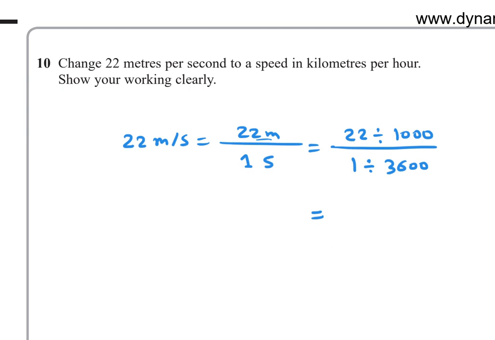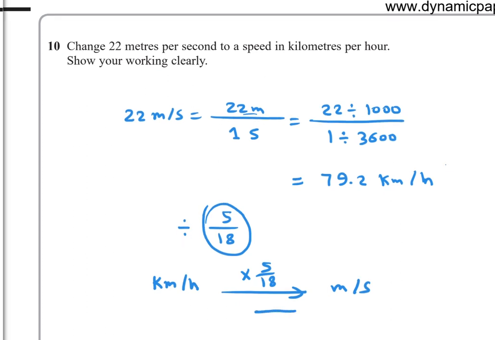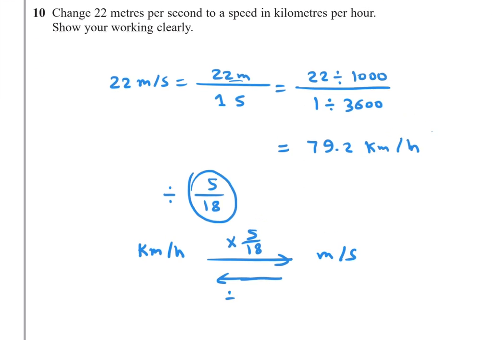Now you can use your calculator to find the answer. Equals 79.2 kilometers per hour. Or you can divide by 5/18. You can use this rule: to convert from kilometers per hour to meters per second, multiply by 5/18. To convert from meters per second to kilometers per hour, divide by 5/18.